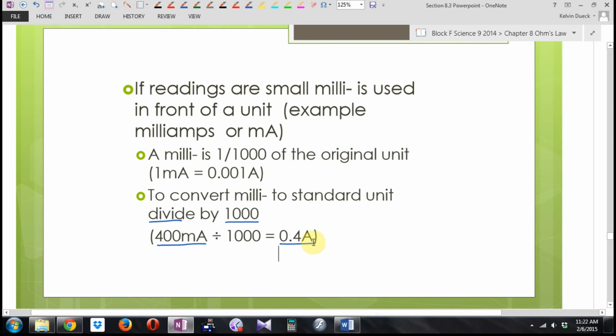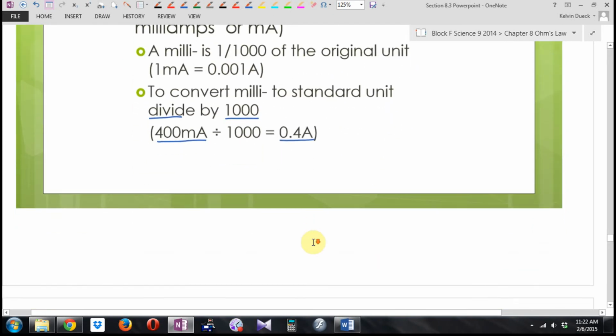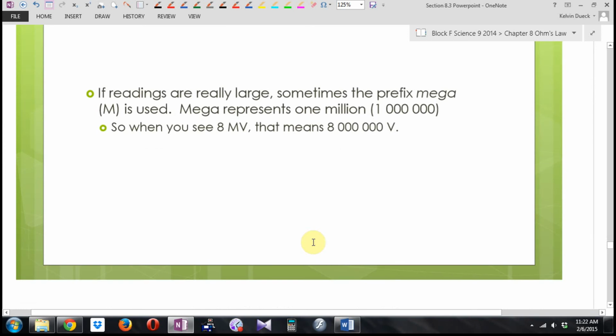So I will feel okay giving you some of these that you have to convert first. If readings are really large, say for a hydroelectric dam, which is putting out a lot of power, the prefix mega is used, capital M. Don't get capital M mega confused with little m milli. How can I remember that capital M mega is bigger than little m milli? Because it's a little m, lowercase m. Mega represents 1 million. So when you see 8 MV, it's times by 1,000,000. And I think I also put that in your sheet. Yeah? I gave you kilo, mega, and milli, right?